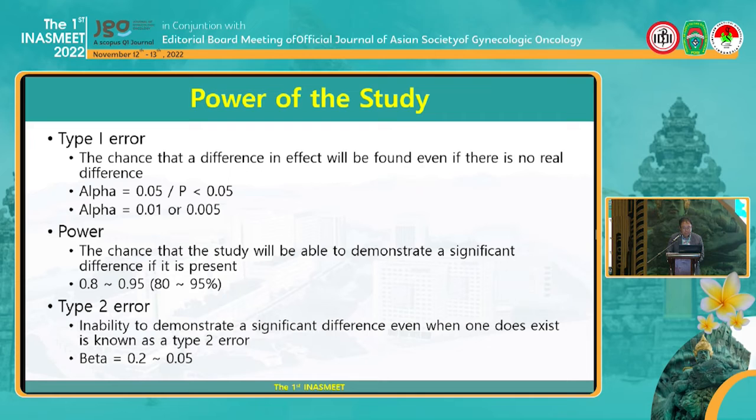Inability to demonstrate a significant difference, even when a difference does exist, is known as type 2 error. The probability of a type 2 error is conventionally set at 0.2 to 0.05. With these values, it will be easy for a statistician to calculate the sample size.